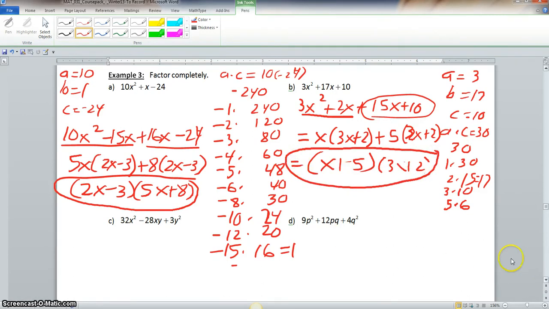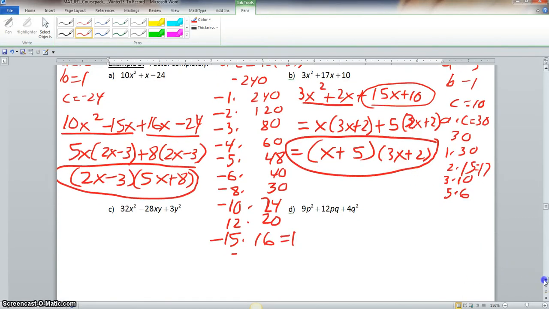I don't know why this keeps jumping like this, but again, this is x plus 5 and 3x plus 2, and it's in parentheses. And this isn't a negative 5, it's just 5. x plus 5 and 3x plus 2.